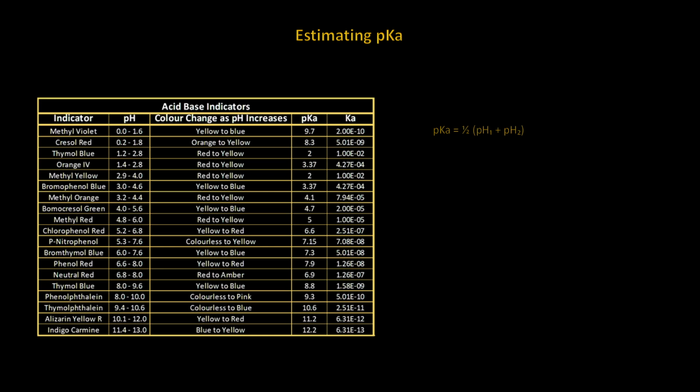It can be calculated as shown, where the pKa is equal to 1/2 multiplied by the first pH value plus the second pH value. Now for phenol red, as shown, 0.5 multiplied by the 6.8 plus the 8.0 equates to 7.4, which is in the middle between 6.8 and 8.0. Now, if the Ka value was known, then a more accurate value can be determined, as the pKa is equal to the minus log of the Ka value.